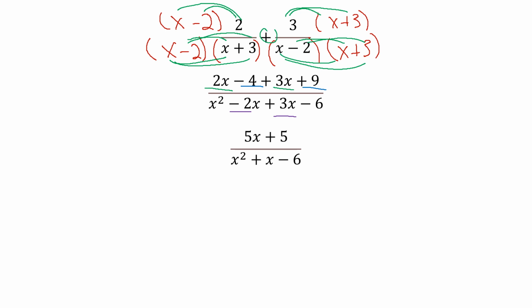On the bottom, the x squared stays because there's no other x squareds. This negative 6 stays because there's no other whole numbers. Negative 2x plus 3x is x. This is my final answer.